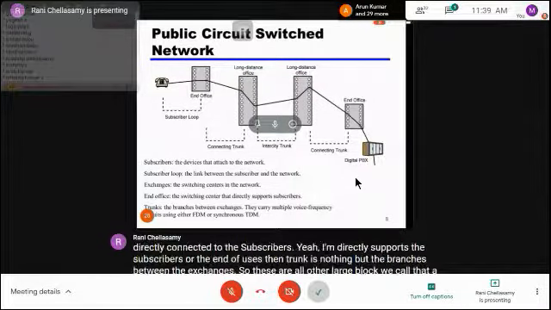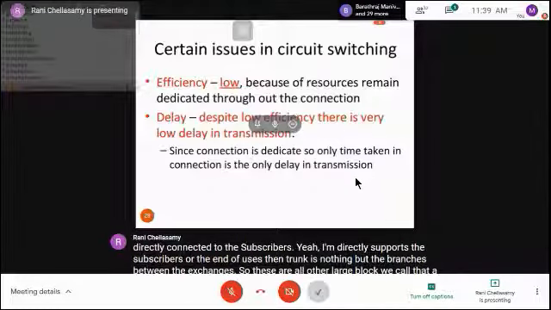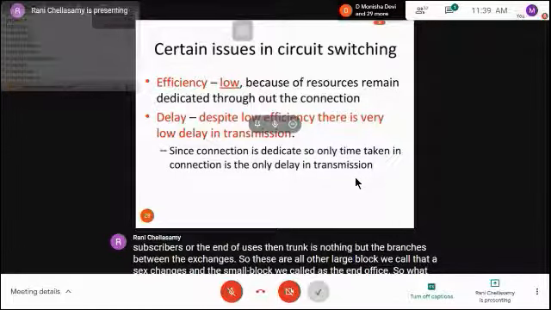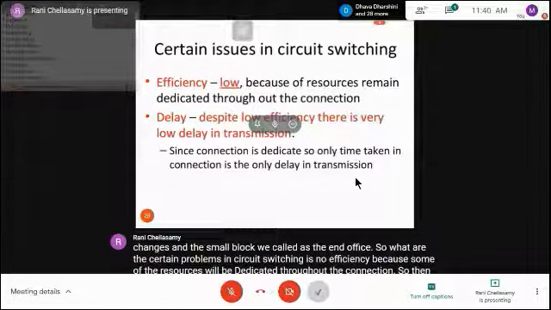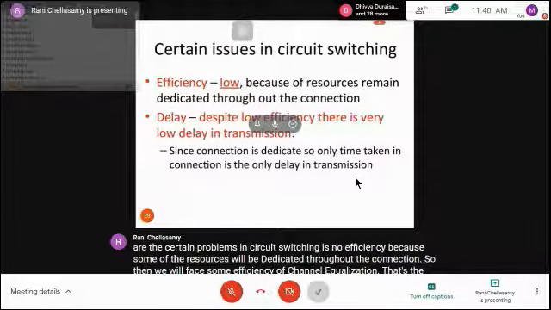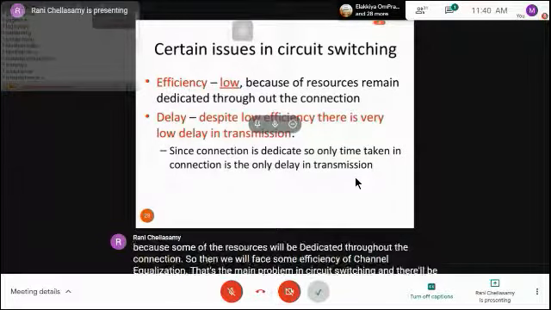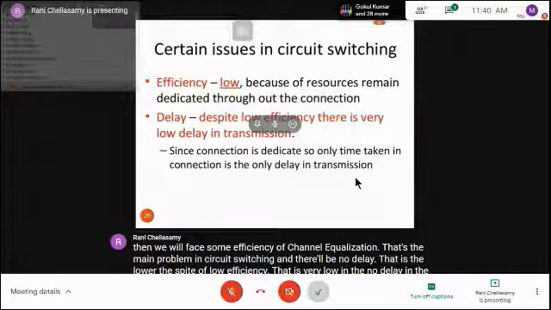So the problem in circuit switching is low efficiency, because some of the resources remain dedicated throughout the connection, which results in low efficiency of channel utilization. That's the main problem in circuit switching. Despite the low efficiency, there is very low delay in the transmission. Since the connection is dedicated, the only delay in the transmission is the time taken to establish the connection.